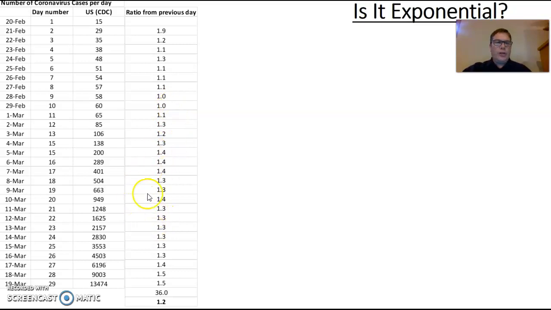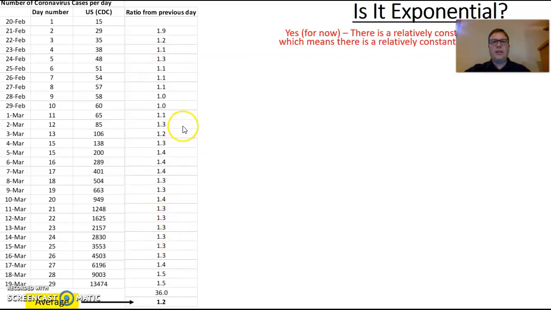But I've gone through, found the ratios, and actually found an average. I added them all up. That's what this 36 is, and I divided it by how many data points I had, and I ended up with an average of 1.2. I would say, yeah, this is exponential. Okay, you can look at the ratios are approximately the same.